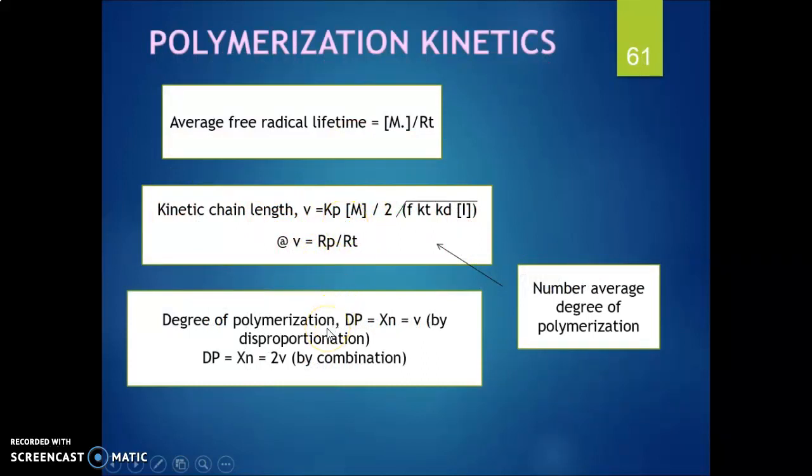For DP, degree of polymerization, is given by DP, also symbolized as xn, equal to V, if termination is by disproportionation. Okay. For DP by combination, you have to multiply by 2.